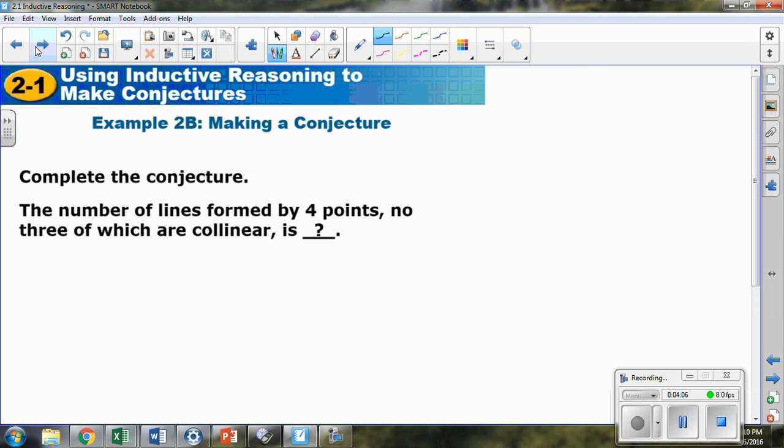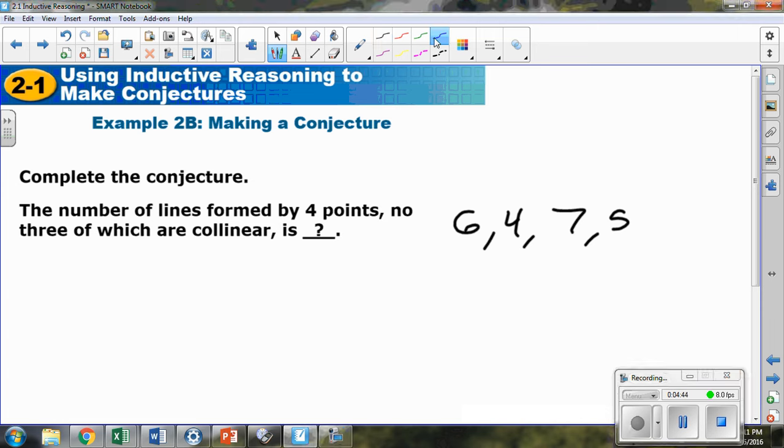What about here, though? The number of lines formed by 4 points, and none of them are collinear, so we don't have 3 points in a row anywhere. How many lines can be drawn? I'd like you to write down your conjecture and show me. So what guesses do we have? I have 6. I have 4 for conjectures. What else? I have 7 as a guess. We have 5 as a guess. All right, so we have lots of different conjectures here.